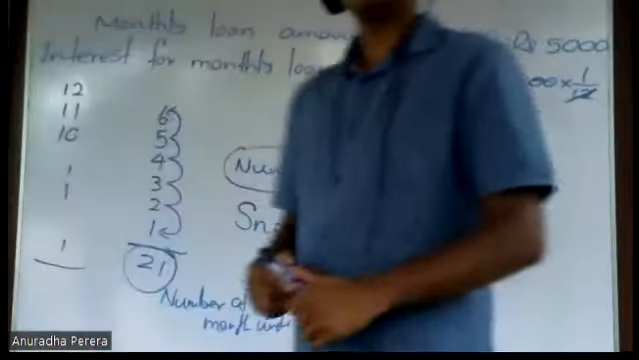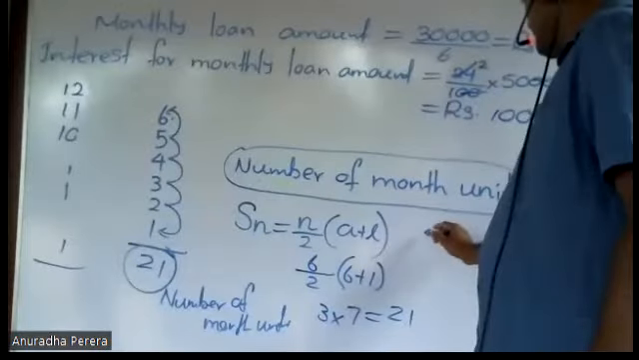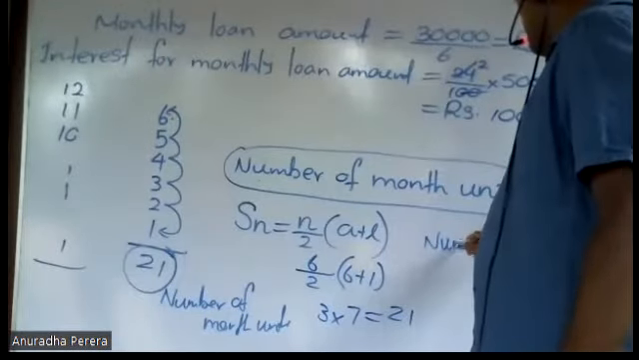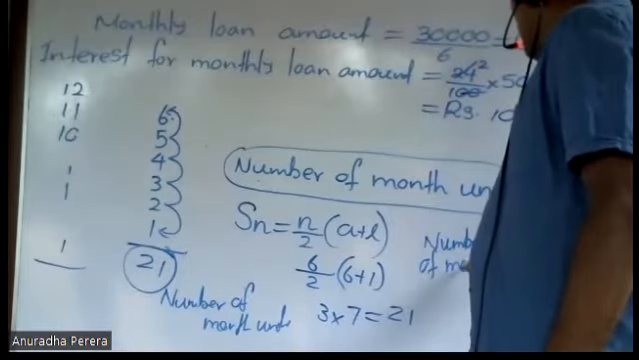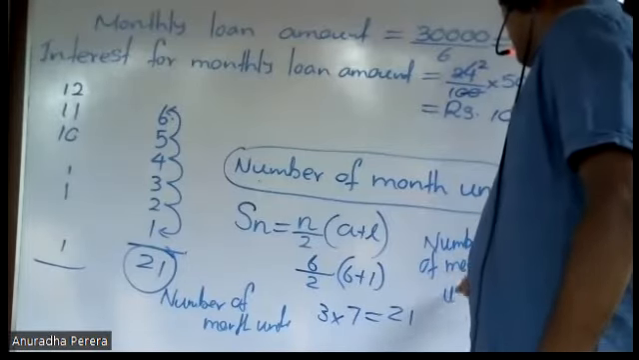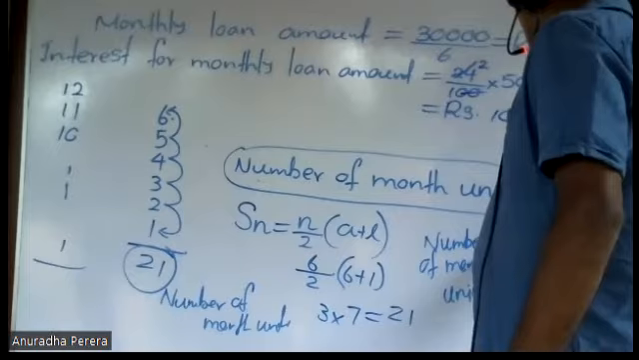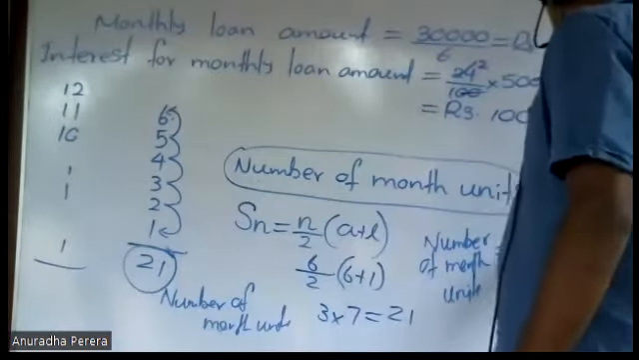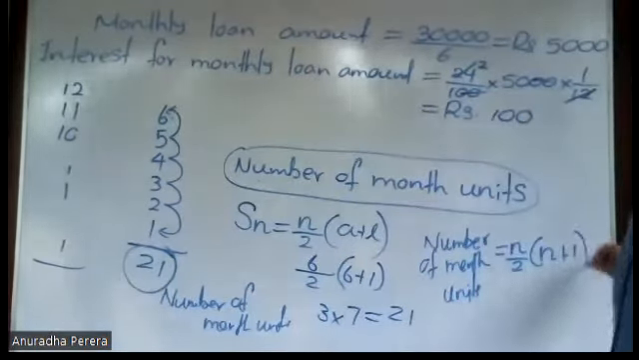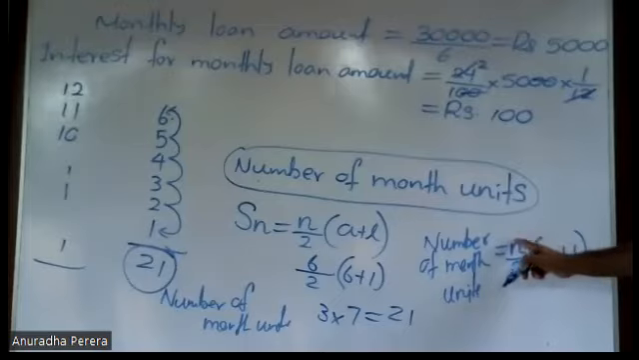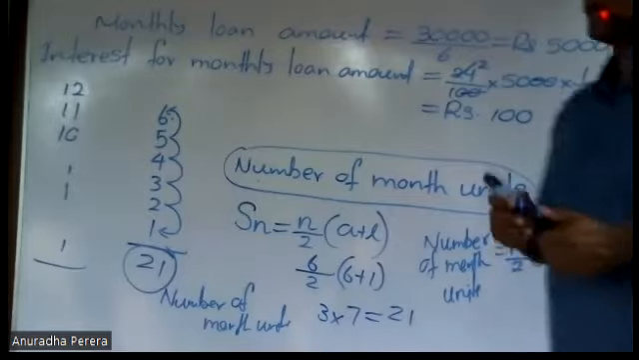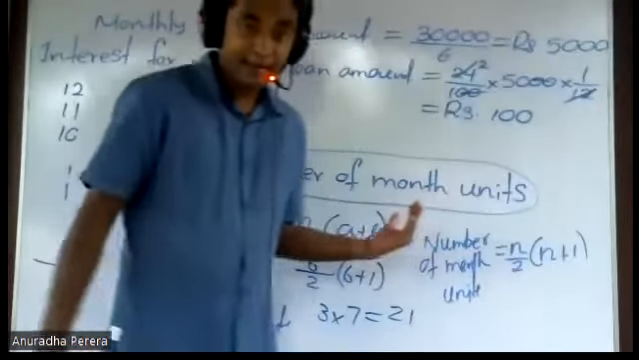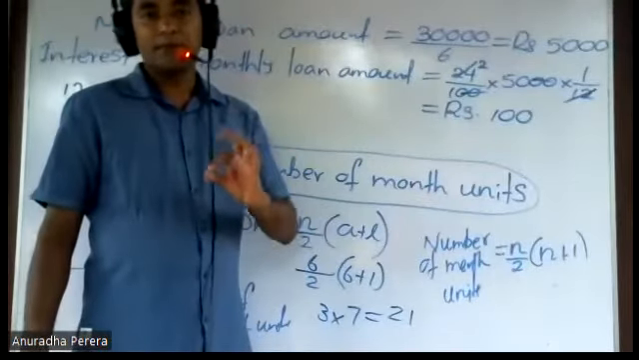Simply we can write it: number of month units equals n over 2 times n plus 1. What is n? Number of installments. The last term is always 1 here. By using this one, number of month units can be determined. What is this n? Number of installments.